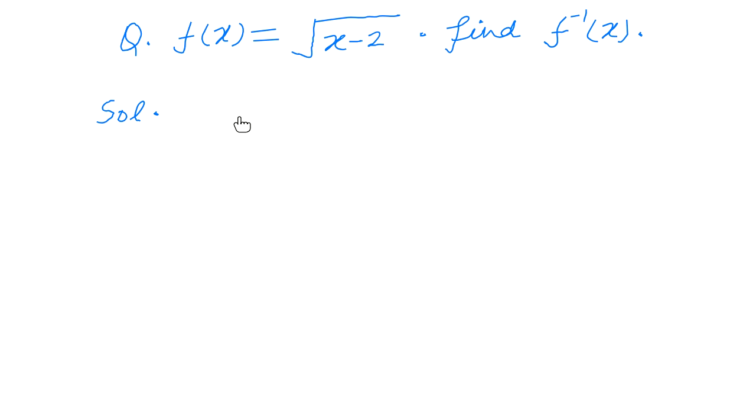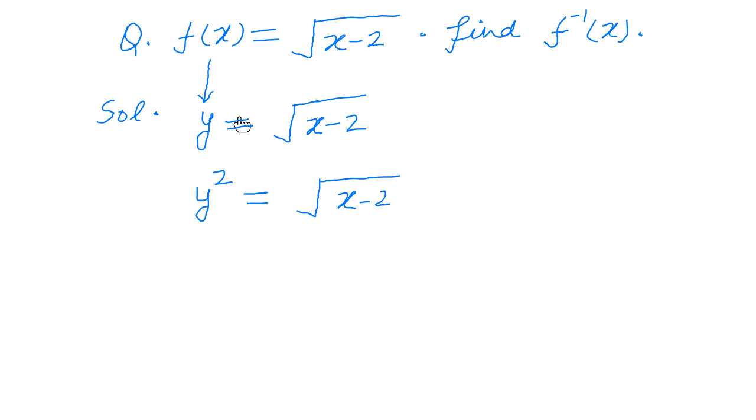What is the solution? Number one, write f(x) as y, and this equals square root of (x minus 2). So y equals square root of (x minus 2). First, delete this square root: square both sides. y squared, and the square root of (x minus 2) squared. The square root and the square cancel, and what remains is x minus 2.